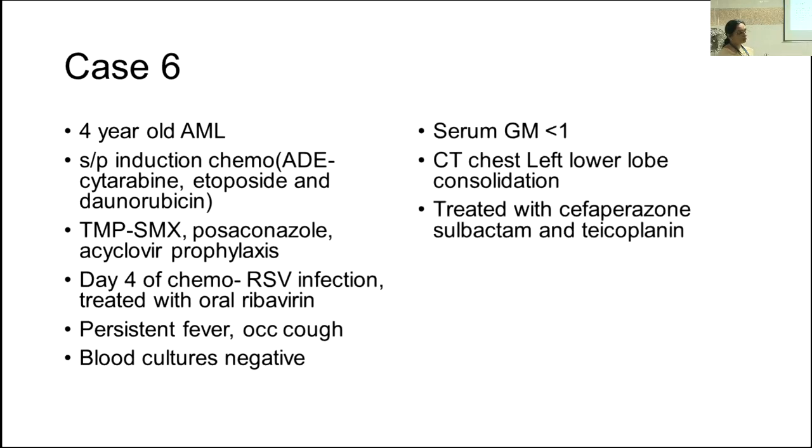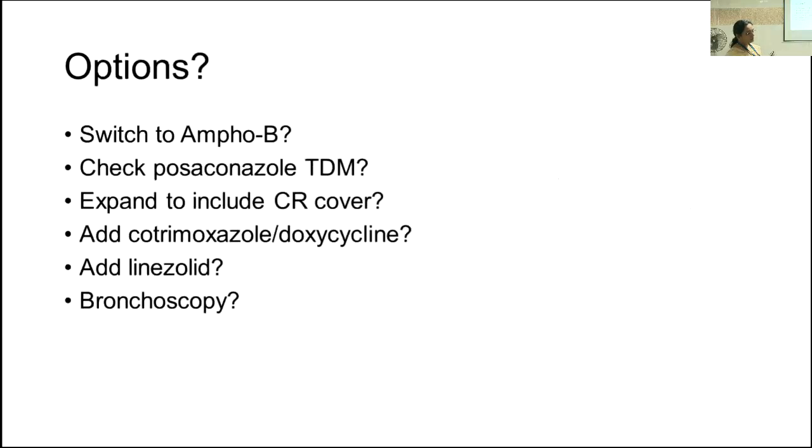So what do I do now? Do I think posaconazole is not working, either because the TDM is low, or should I switch to a different agent? Should I just add more antibiotics? Often when we are in doubt, we like to use cotrimoxazole, doxycycline and other things, or linezolid for that matter. Should I just do something blind like that? Or should I ask for a bronchoscopy?